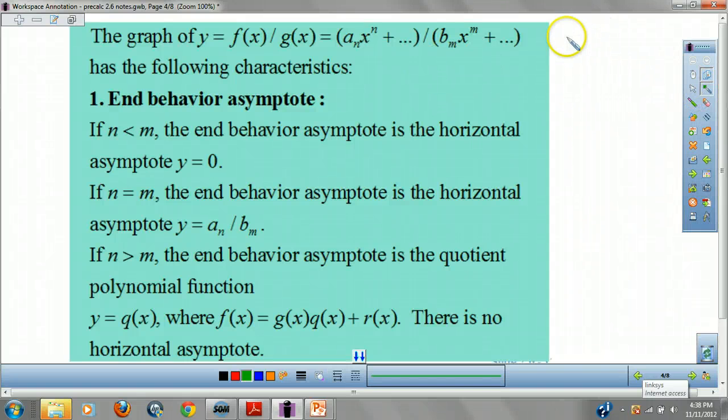Okay guys, welcome to 2.6b. We are going to be analyzing rational functions this time. Pretty much I'm just going to do 3 examples and show you 3 different types you're going to see and have to analyze. This is where you're going to have to be able to graph these without using the handy dandy calculator, okay? So, here's what you got to think about.